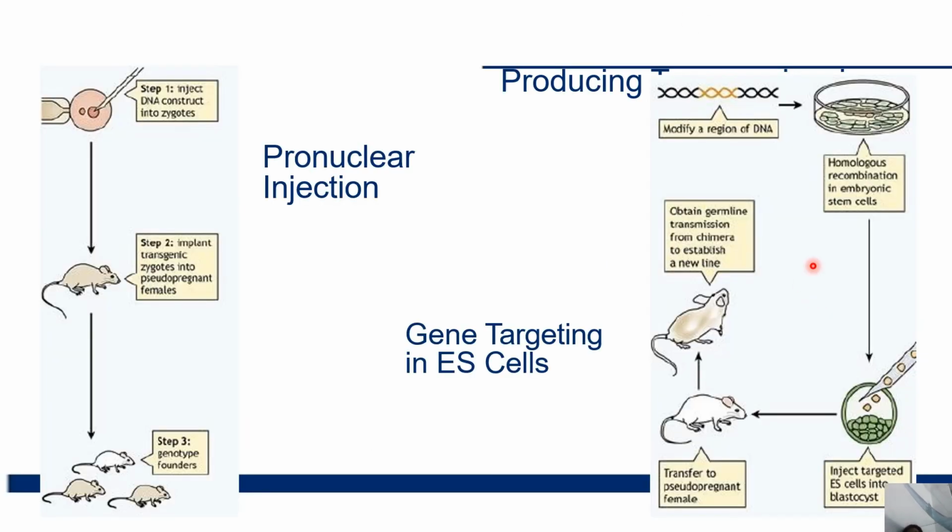So what are the steps of creating this? Step 1 is to inject the DNA construct into zygotes. Step 2, implant transgenic zygotes into pseudo-pregnant females. Step 3, genotype founders. Then transfer to a pseudo-pregnant female. Obtain germline transmission from chimera to establish a new line.